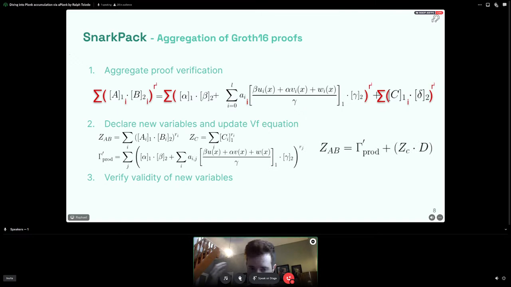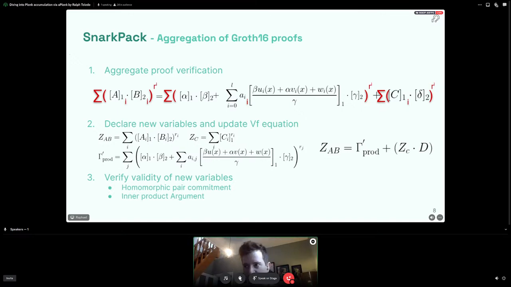To make this cheaper, we're going to actually declare new variables. The left-hand side, we're going to call it Z_AB. The sum of the Cs, we're going to call it Z_C. The alpha plus beta plus the big sum is going to be called gamma prime prods. And so the new equation that we're going to verify is Z_AB equals gamma prime prods plus Z_C times delta. Of course, these are products of group elements in G1, G2, and here GT.